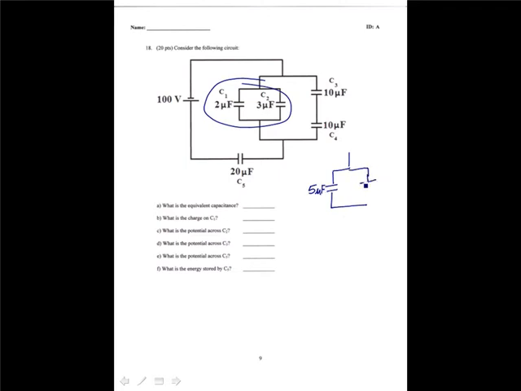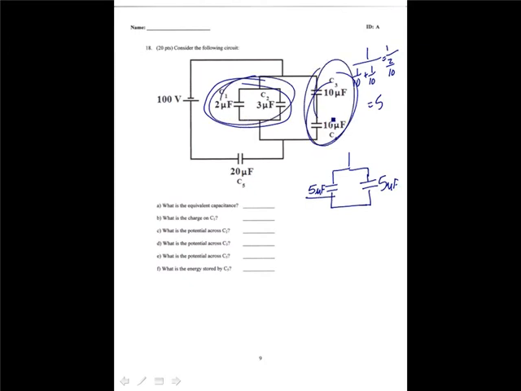Likewise, I can replace these two 10 microfarad capacitors right here with 1 over 10 plus 1 over 10. Let's see, that is 1 over 2 over 10, which is 1 over 1/5, which is 5. So I get a 5 microfarad capacitor there. So I've combined these two first into this 5, and then these two, which are in series, which is also 5, and then I still have the 20 microfarad.